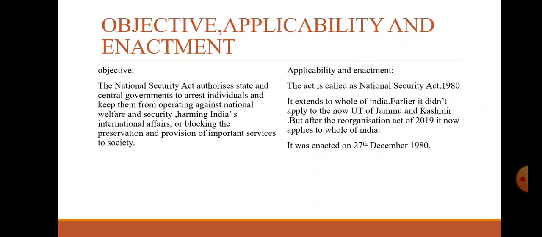Coming to the applicability and the enactment of the act, as we know, it is called the National Security Act of 1980. Before the Reorganization Act of 2019, or the abrogation of Article 370, this act applied only to the territory of India except the state of Jammu and Kashmir. But now it extends to the whole of India, including the UT of Jammu and Kashmir as well. And lastly, for the enactment, it was enacted on 27th of December 1980.